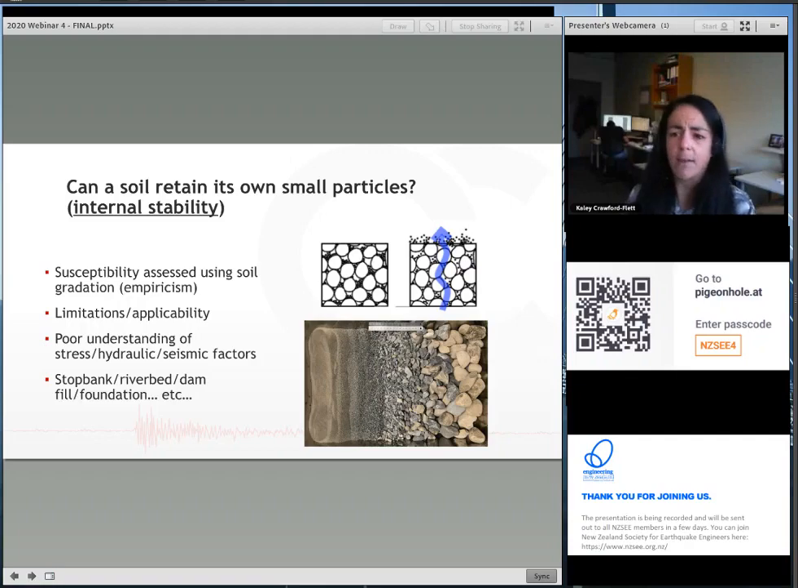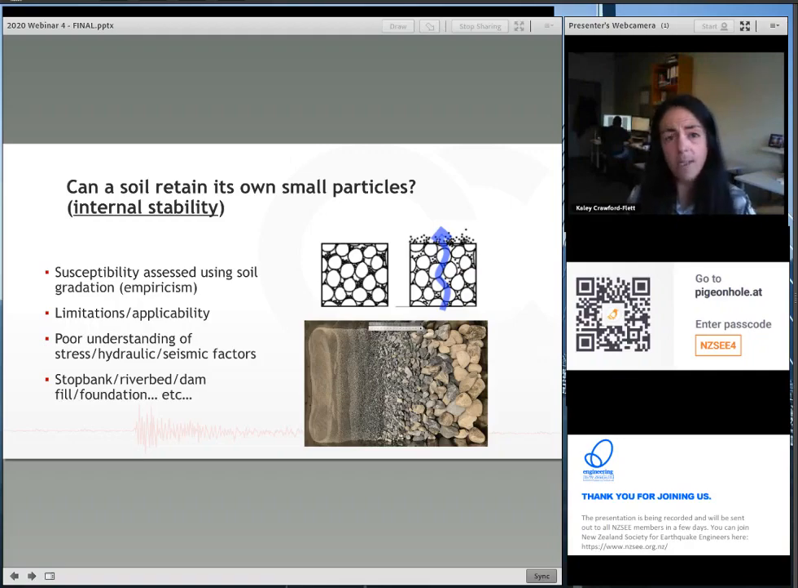The first question, can a soil retain its own small particles? Here we are looking at internal stability. You see in the figure a typical canal embankment soil that we have put in the lab. Typically, susceptibility to internal instability is assessed using gradation. So it's empiricism: we've gone into a lab, tested materials, published data, and said, look, you want to avoid certain combinations of particle sizes. But there are huge limitations in that approach, in that there is a limited database of testing. We don't know if these methods are applicable to New Zealand soils. And again, where we're in that grey zone of not meeting modern design criteria, we don't know how stress, hydraulic, and seismic factors may influence susceptibility to internal instability.